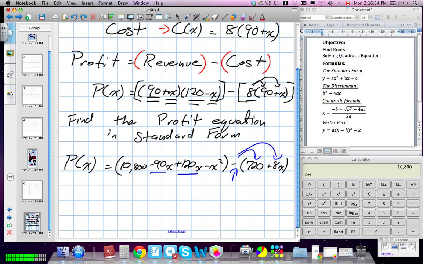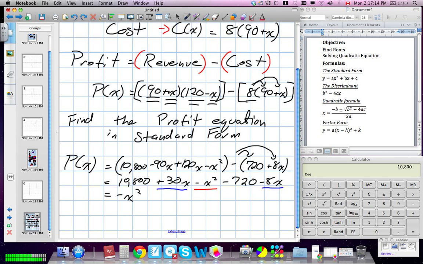Negative 90x plus 120x is going to be positive 30x minus x squared. When I apply the negative to both numbers, we'll get negative 720 minus 8x. I'm then going to put things in order and simplify terms. So I'm going to move my x squared, negative x squared, sorry, to the front of the equation. I'm then going to collect my like terms for x to the power of 1, which means we're going to have 30 minus 8, which will be positive 22x.